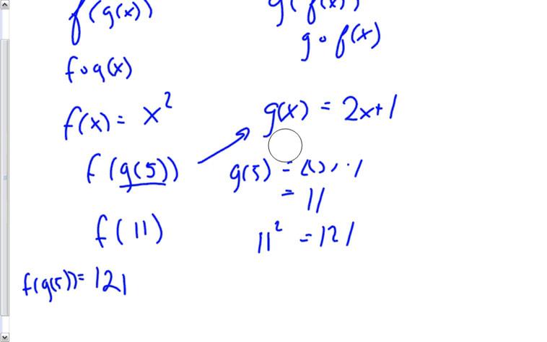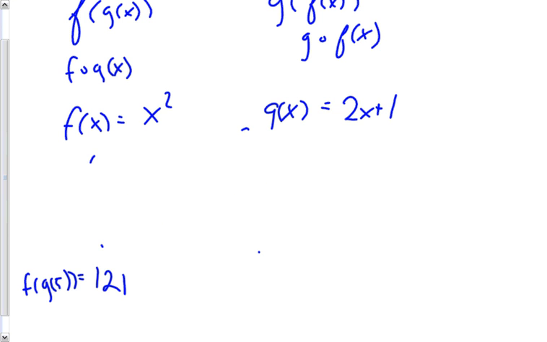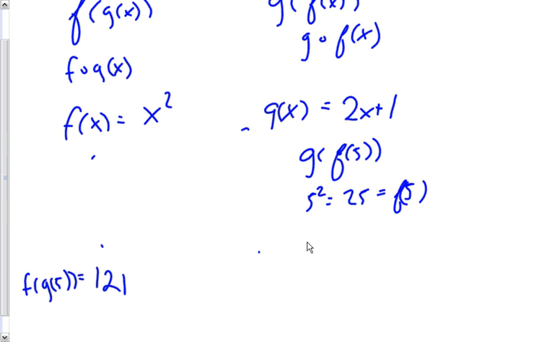Now what's interesting is if you do it backwards. Let's do g of f of 5. This time we start with the function on the left, f of 5. That's 5 squared, which is 25. So now I need g of 25. g of 25 is 2 times 25 plus 1, that's 50 plus 1, which is 51. So you can see the composition order makes a difference. One was 121, the other is 51.